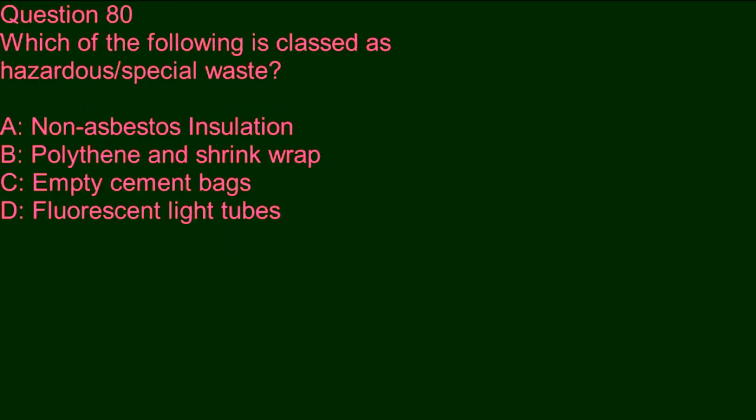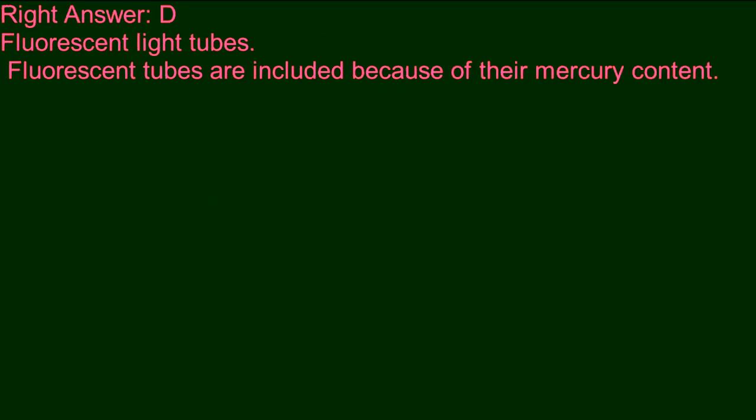Question 80. Which of the following is classed as hazardous, special waste? A. Non-asbestos insulation. B. Polythene and shrink wrap. C. Empty cement bags. D. Fluorescent light tubes. Right answer, D. Fluorescent light tubes. Fluorescent tubes are included because of their mercury content.